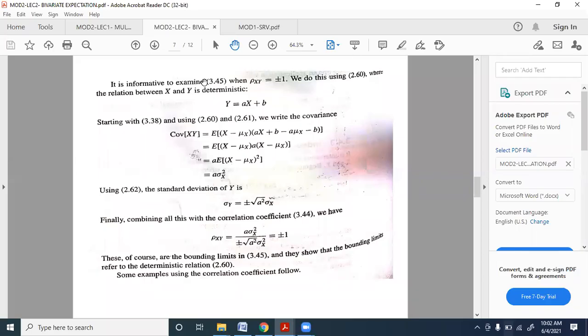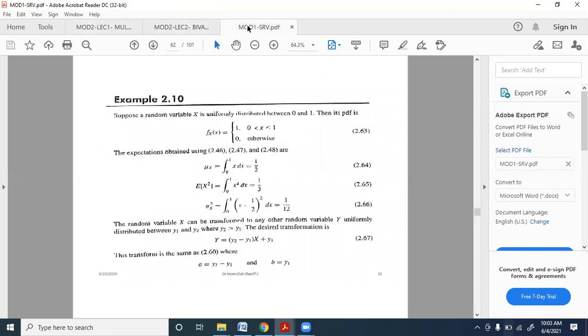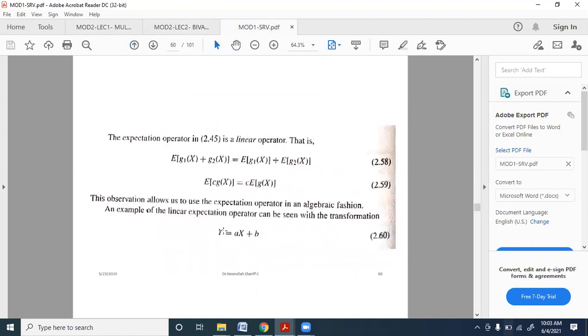So continuing from where we have stopped, we can take a special case where the correlation coefficient will be plus or minus 1. This will be the special case we'll examine. For doing this, we'll consider the x and y deterministic case which we considered in 2.60, where y is equal to ax plus b. That is what we will consider.